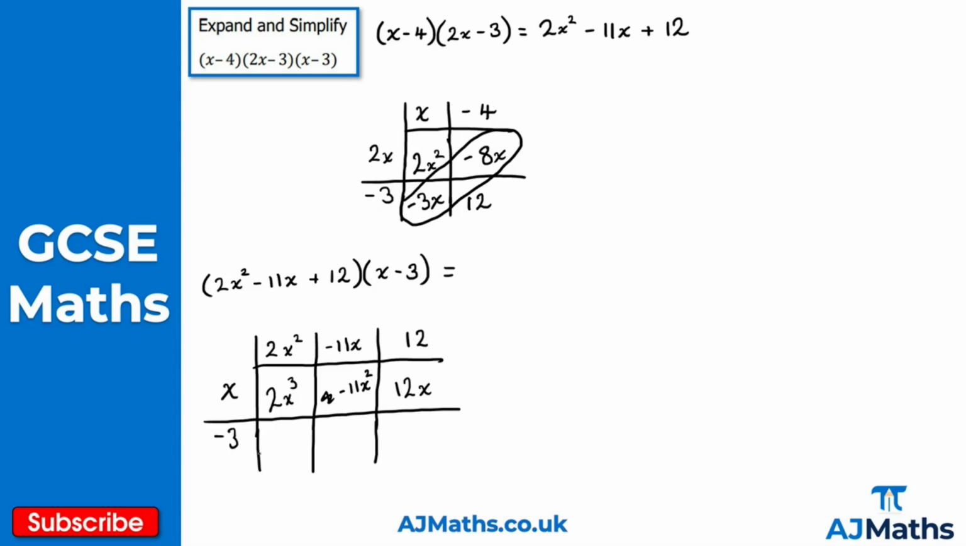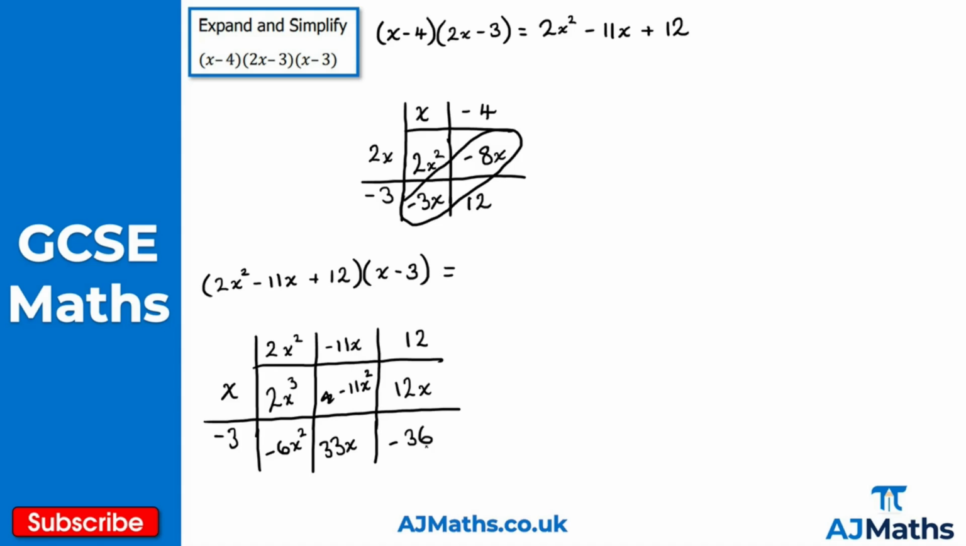We've then got minus 3 times 2x squared. That will give me minus 6x squared. We've then got minus 3 times minus 11x here. So again, just be very careful with those signs. That's going to give me 33x. And then finally, minus 3 times 12. That will give me minus 36 there.